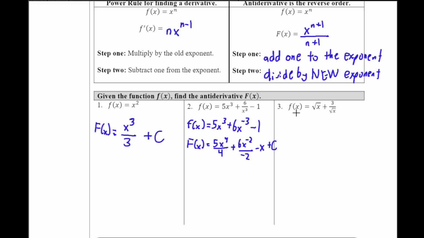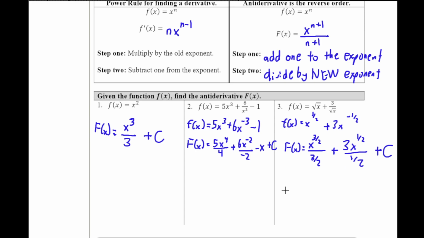Question 3. F of x equals root x plus 3 over root x. This is where you want to rewrite the function again. F of x is equal to x to the 1/2 power plus 3x to the negative 1/2 power. Now you can find the antiderivative. Capital F of x is equal to x to the 1/2 plus 1 is 3/2, over 3/2, plus negative 1/2 plus 1 is positive 1/2, over 1/2, and then plus c.